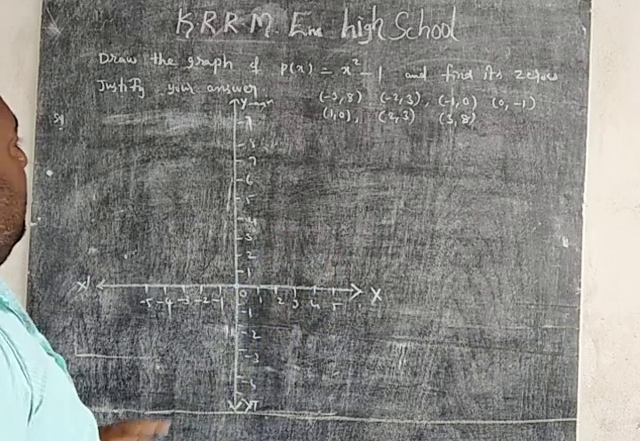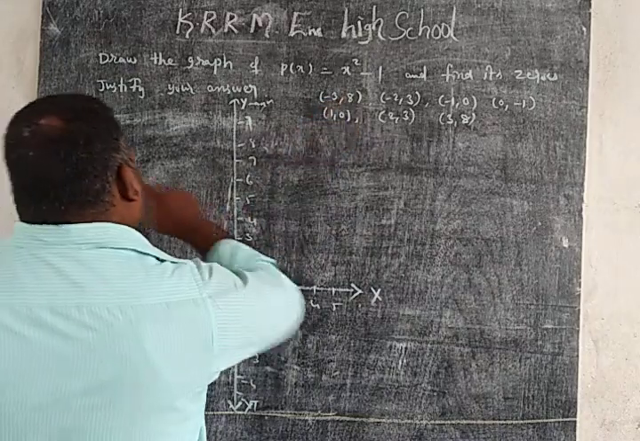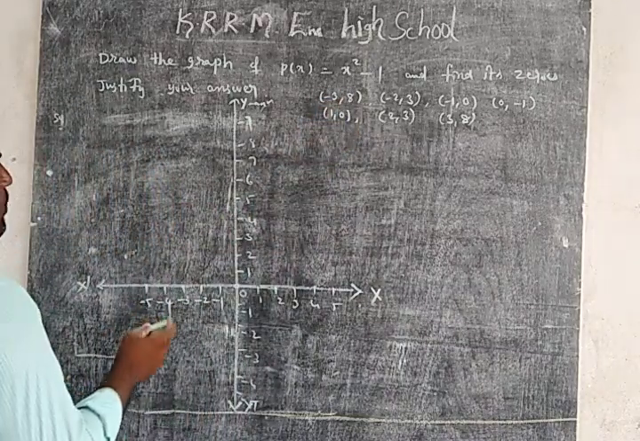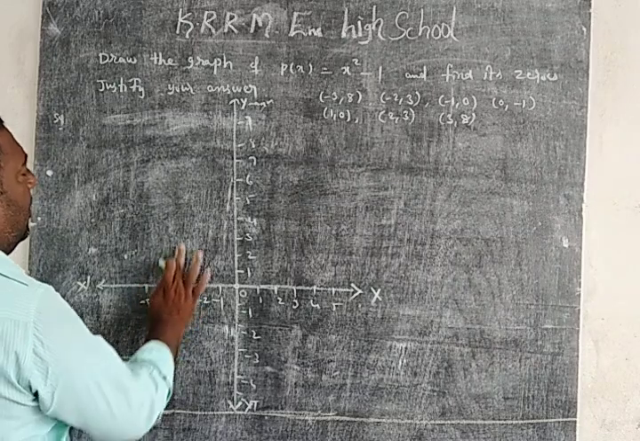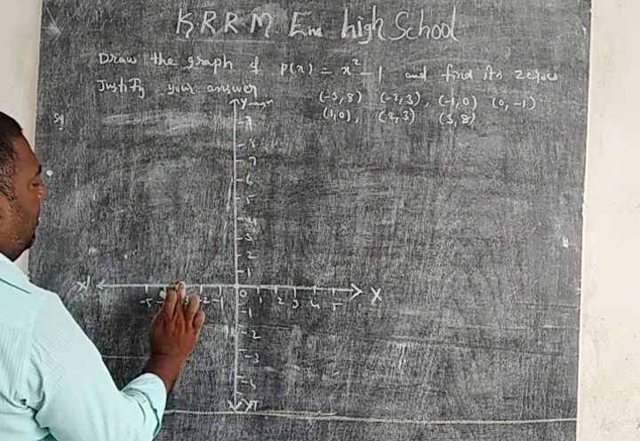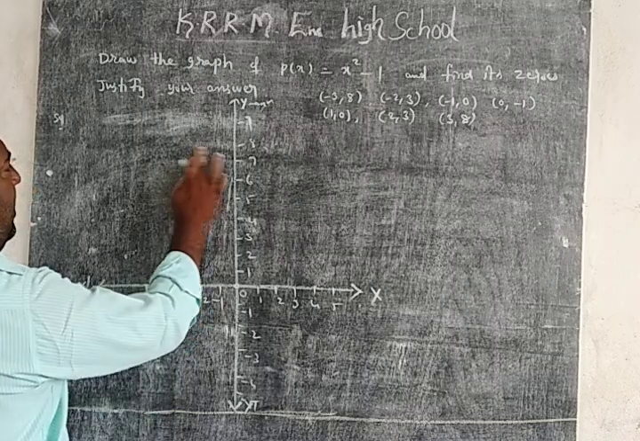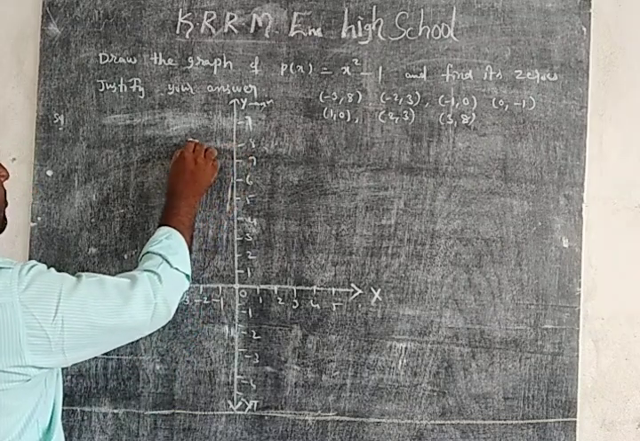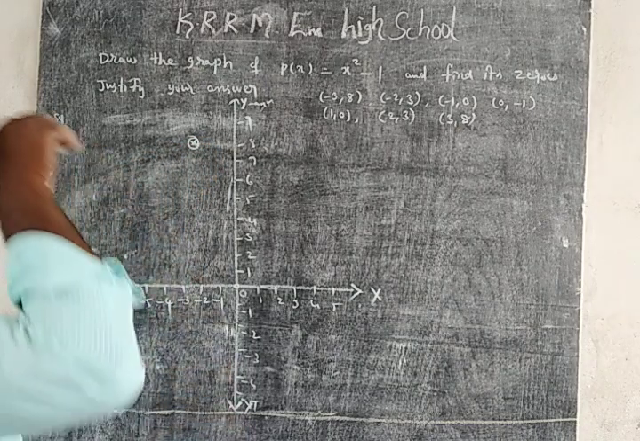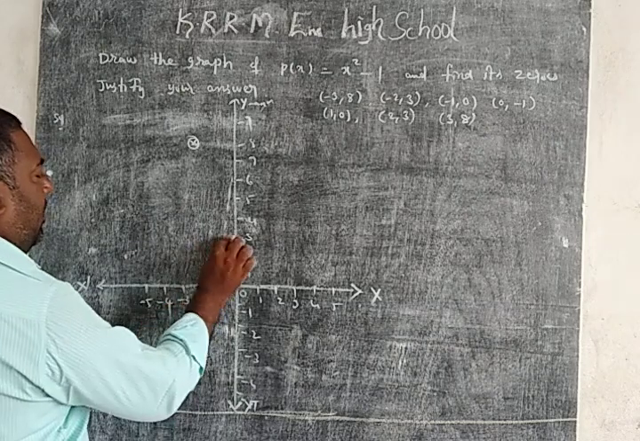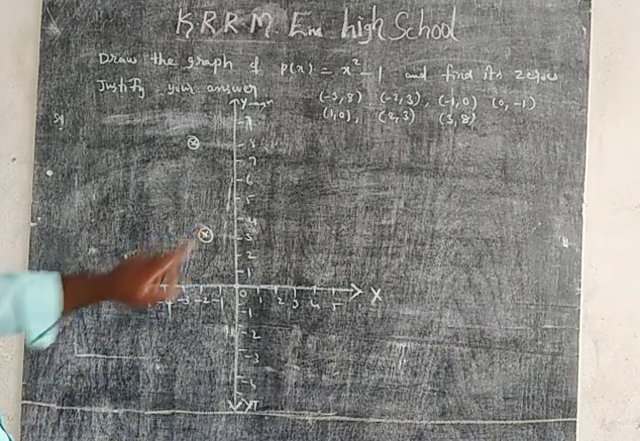So first we plot the minus 3 comma 8 point. This point belongs to the Q2 quadrant, where the x coordinate is negative and the y coordinate is positive. If we draw perpendiculars at minus 3 and at 8, these two perpendicular lines meet at this point, minus 3 comma 8. Then minus 2 comma 3: here minus 2, here plus 3. The two lines meet at this point.